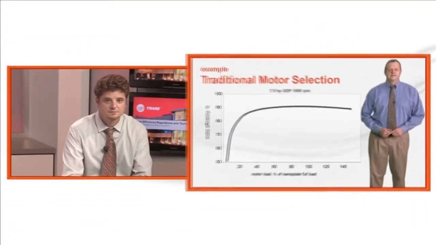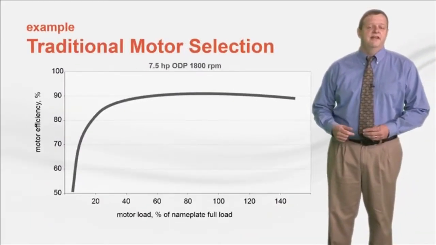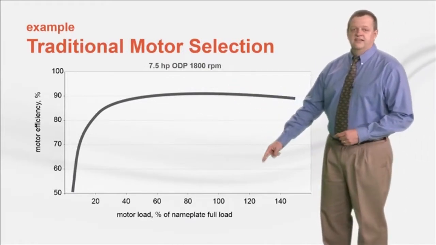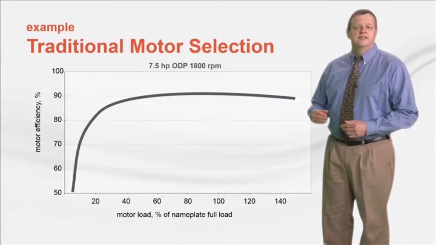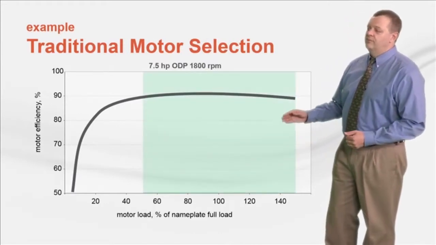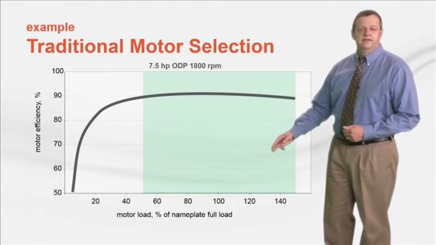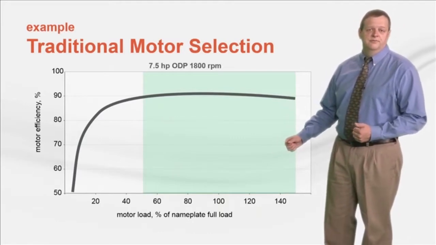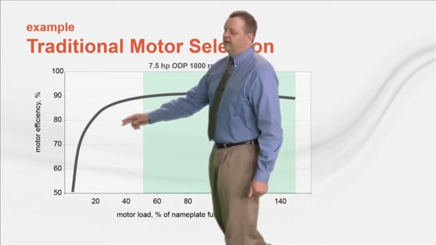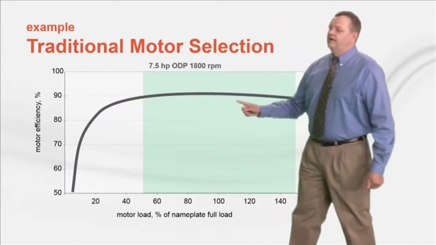This chart depicts the efficiency of a 7.5 horsepower motor. The y-axis is motor efficiency and the x-axis is motor load as a percentage of the nameplate full load. In general, motors will operate near peak efficiency between 50 and 100% motor load.